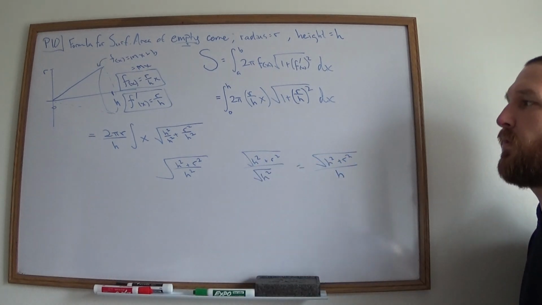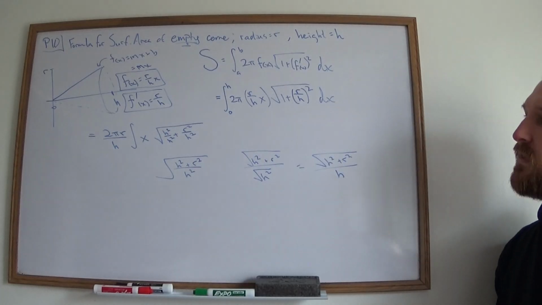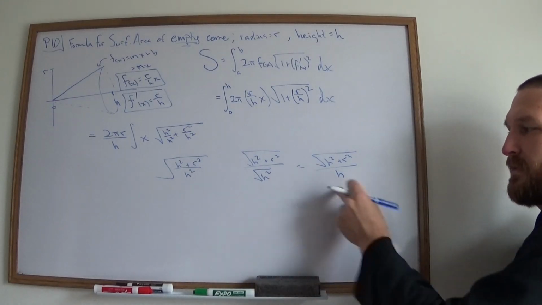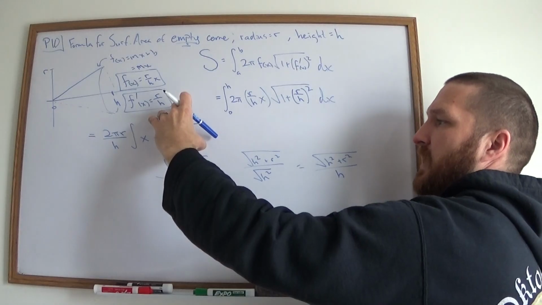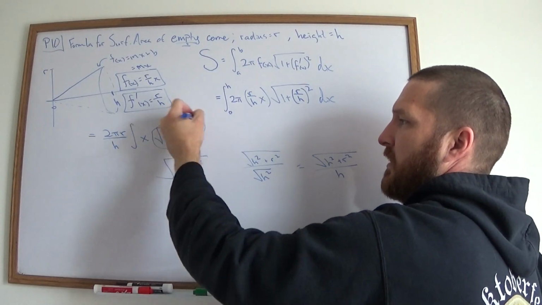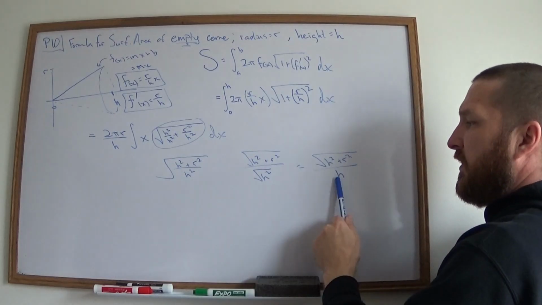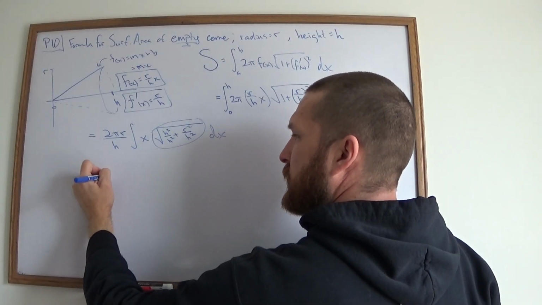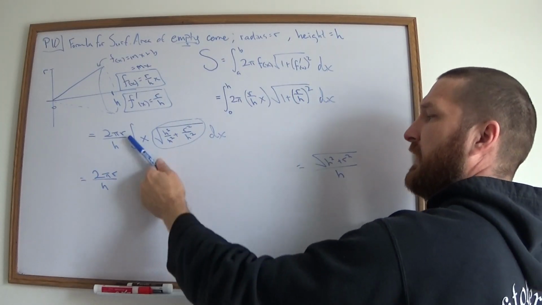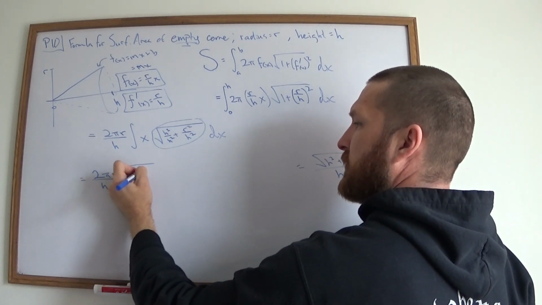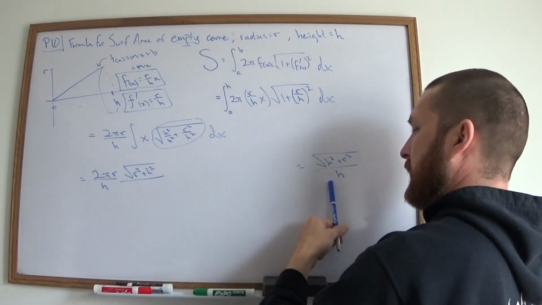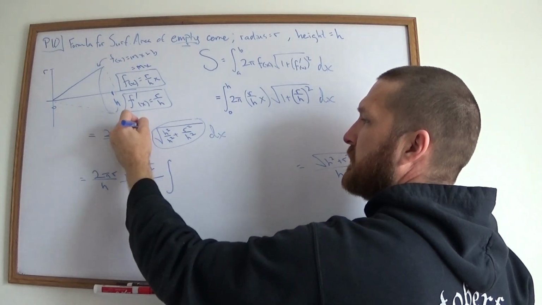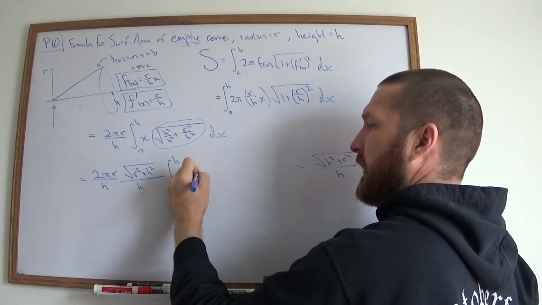I'm taking the positive square root. It should be obvious, everything here is positive. It doesn't make sense to have a negative in this case, so that's got to be positive. So that's this constant right there, dx. And now I'm just going to pull that out. That gives me 2 pi r over h, times the square root of r squared plus h squared all over h. And then we have our integral from 0 to h of just plain old x dx.